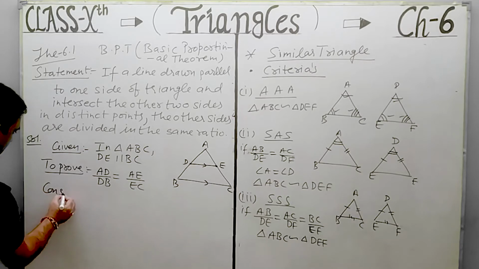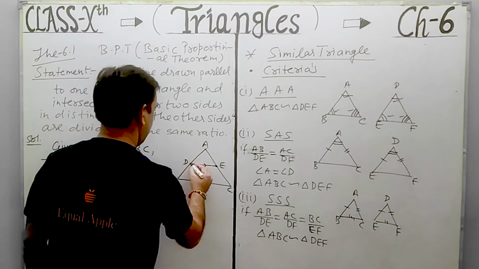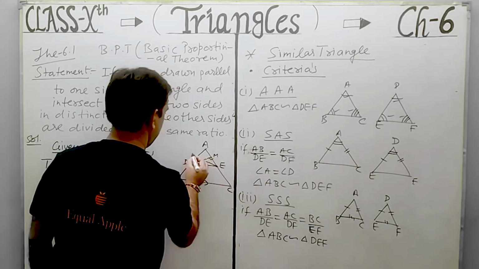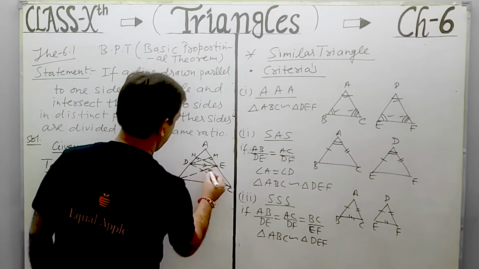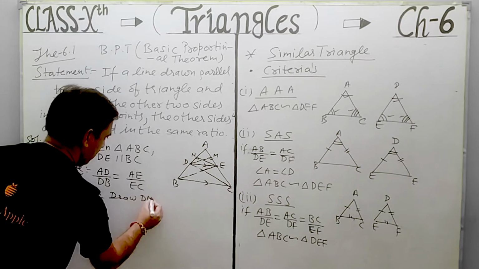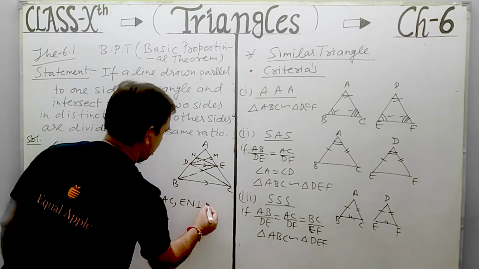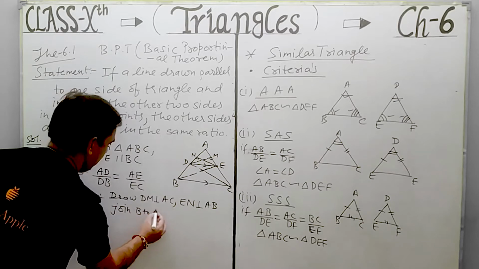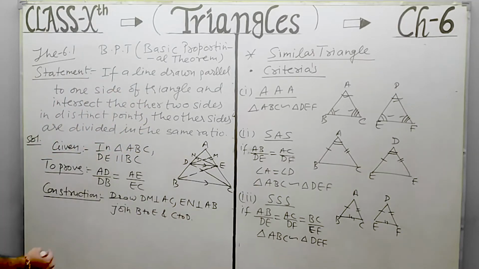Now in this step we will do the construction. For construction we will draw two perpendiculars, one from D and one from E. We will name them M and N, and join B to E and D to C. So here I am writing: draw DM perpendicular to AC and EN perpendicular to AB, and join B to E and C to D.